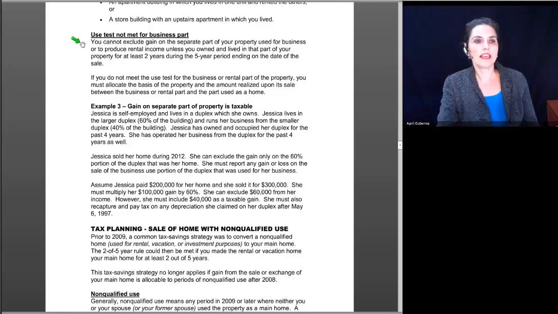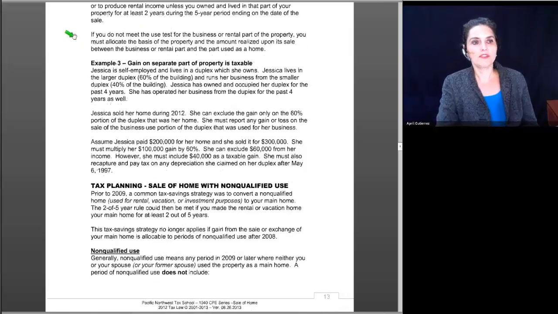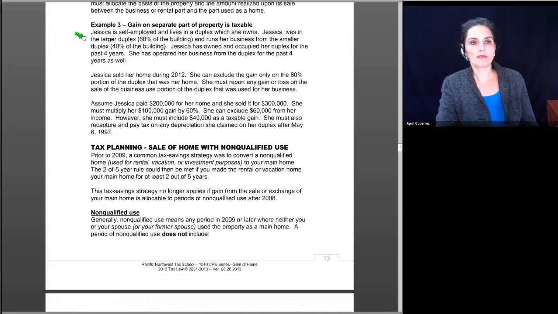Use test not met for the business part. You cannot exclude gain on the separate part of your property used for business or to produce rental income unless you owned and lived in that part of your property for at least 2 years during the 5-year period ending on the date of sale. If you do not meet the use test for the business or rental part of the property, you must allocate the basis of the property and the amount realized upon its sale between the business or rental part and the part that was used as a home.